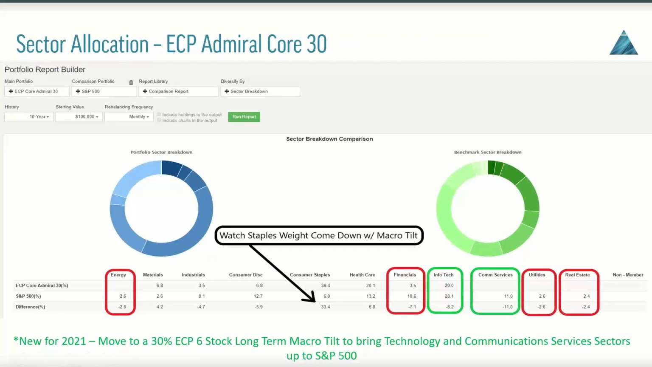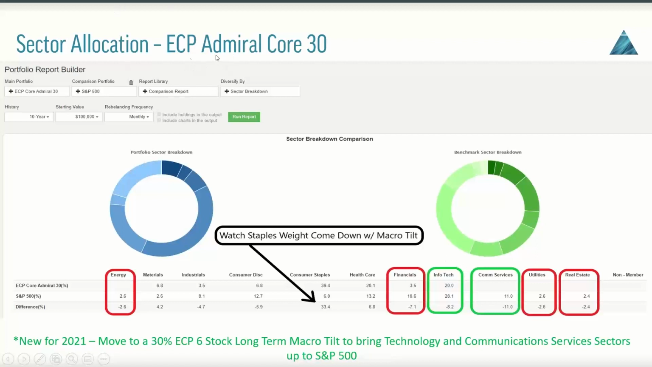So what does this look like from a sector allocation perspective when we look at the Admiral 30 stock portfolio? And here I'm using Advisor Tools, and this is the new report building facility, and I'm actually looking at a sector allocation report. And so the idea is we're looking at a 30% 6-stock long-term macro tilt to basically bring that technology and communication services sector up to the S&P 500 level. And this is why, right?